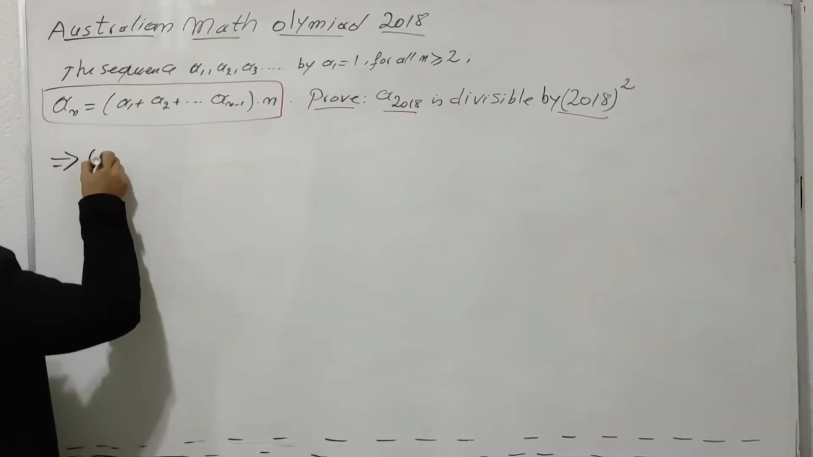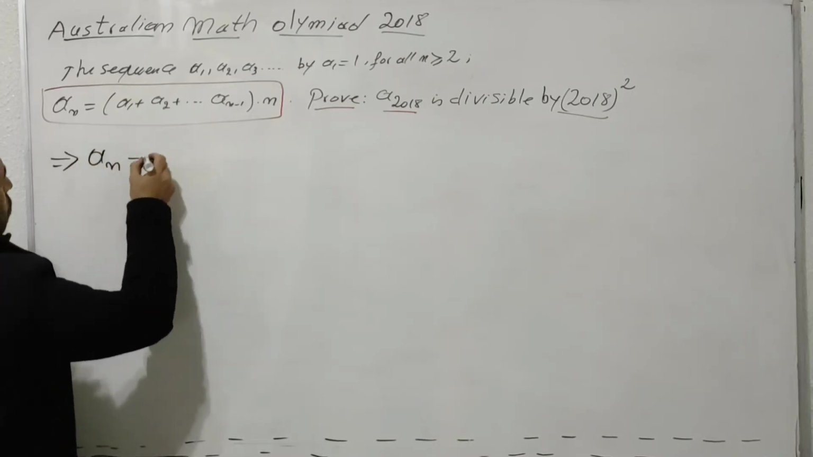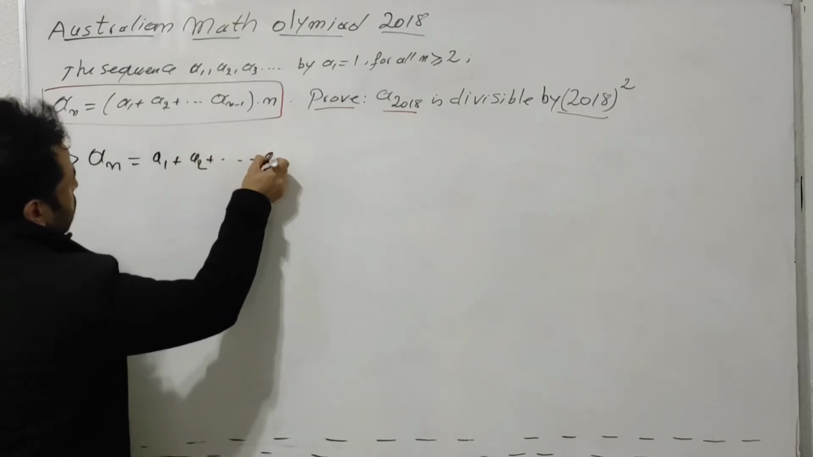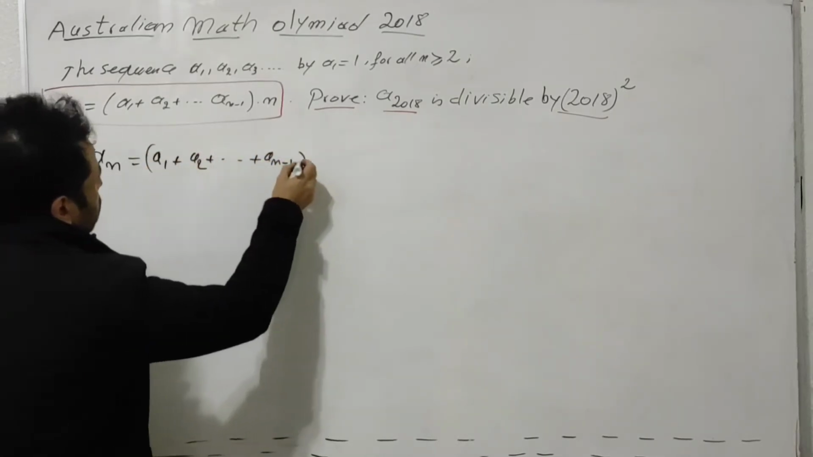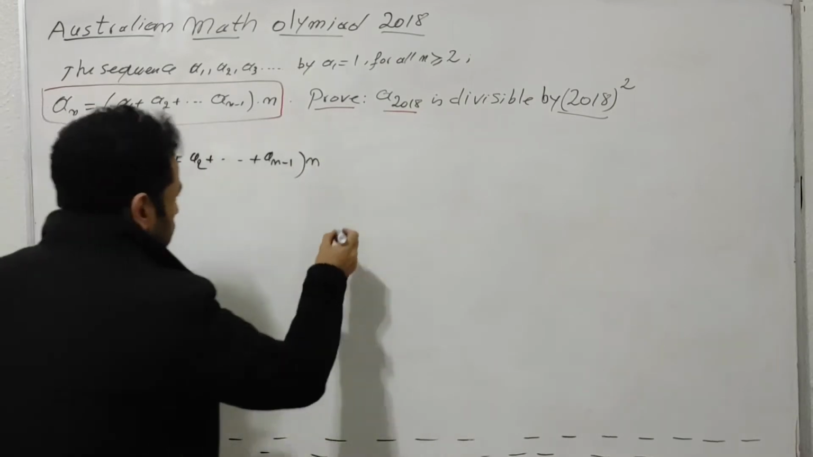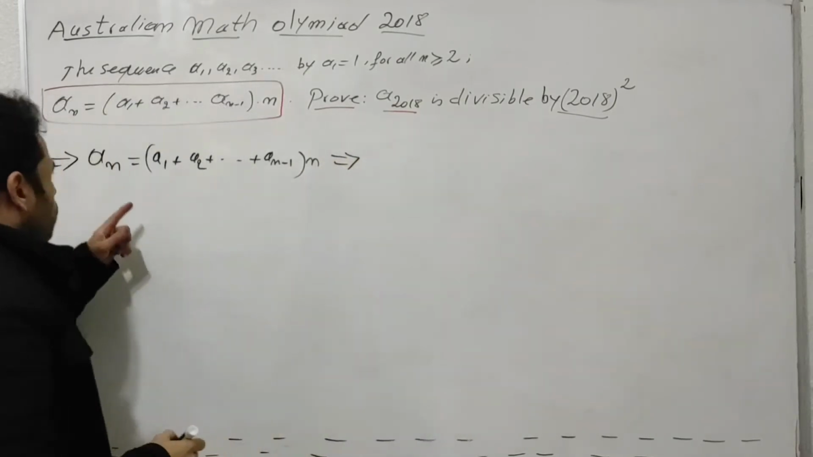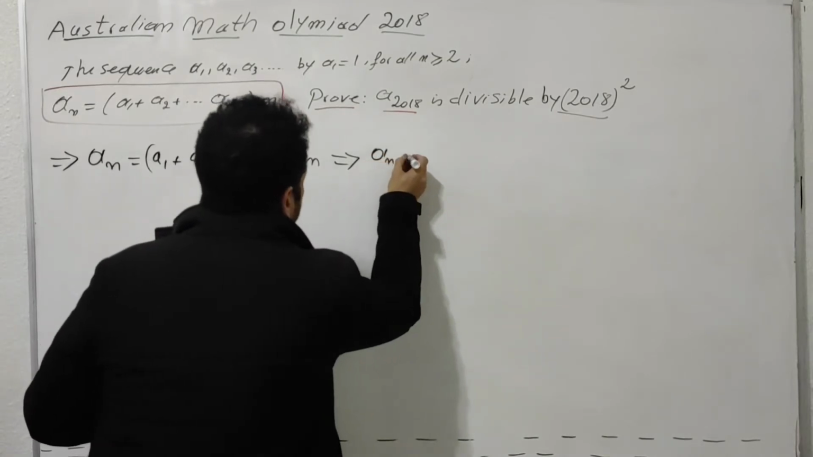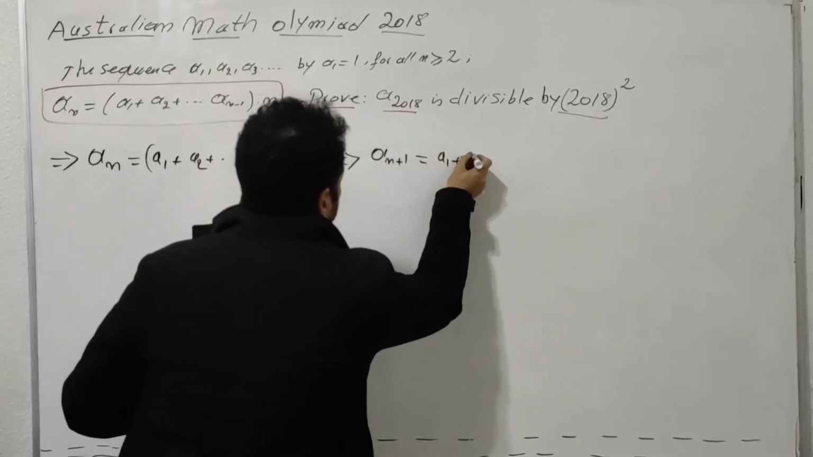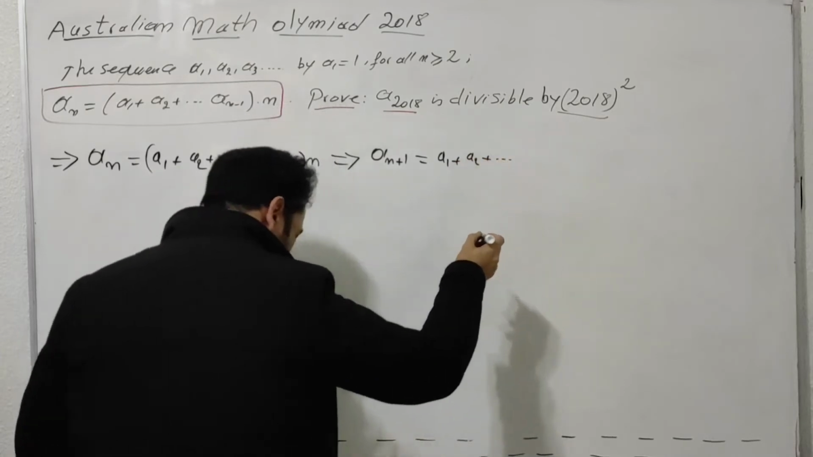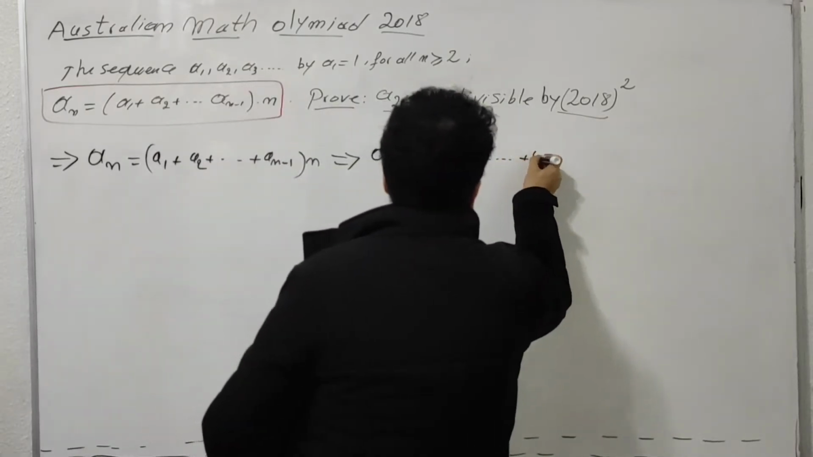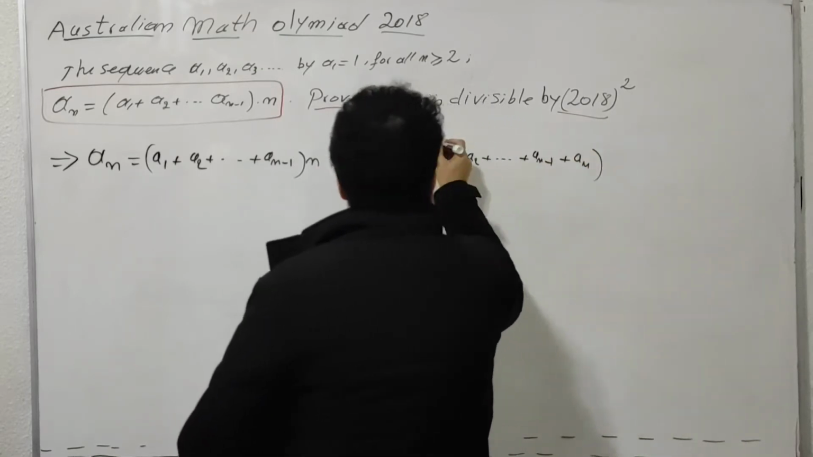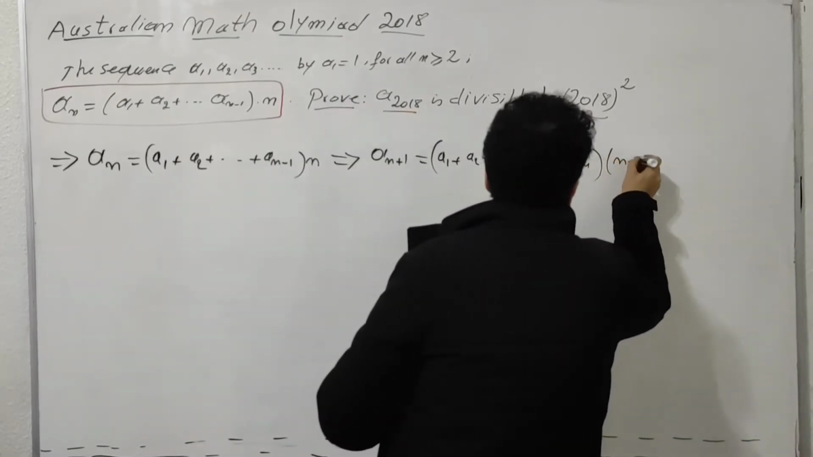Now we have a sub n equal to the sequence a sub 1 plus a sub 2 and all the way down to a sub n minus 1, the whole thing multiplied by n. I'm going to write this in another form as well: a sub n plus 1 equal to a sub 1 plus a sub 2 and all the way down to a sub n minus 1 plus a sub n, the whole thing multiplied by n plus 1.